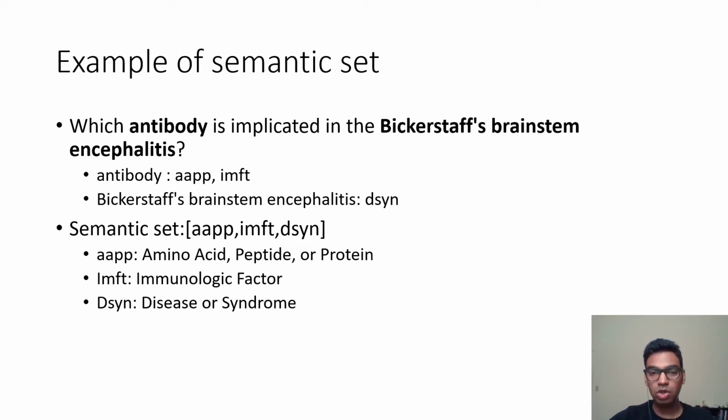We also make sure not to have duplicate semantic types. So if, for example, the sentence contained more than two antibodies, you'd get a duplicate because both of them have the same semantic types. In that case, we just keep one of them.